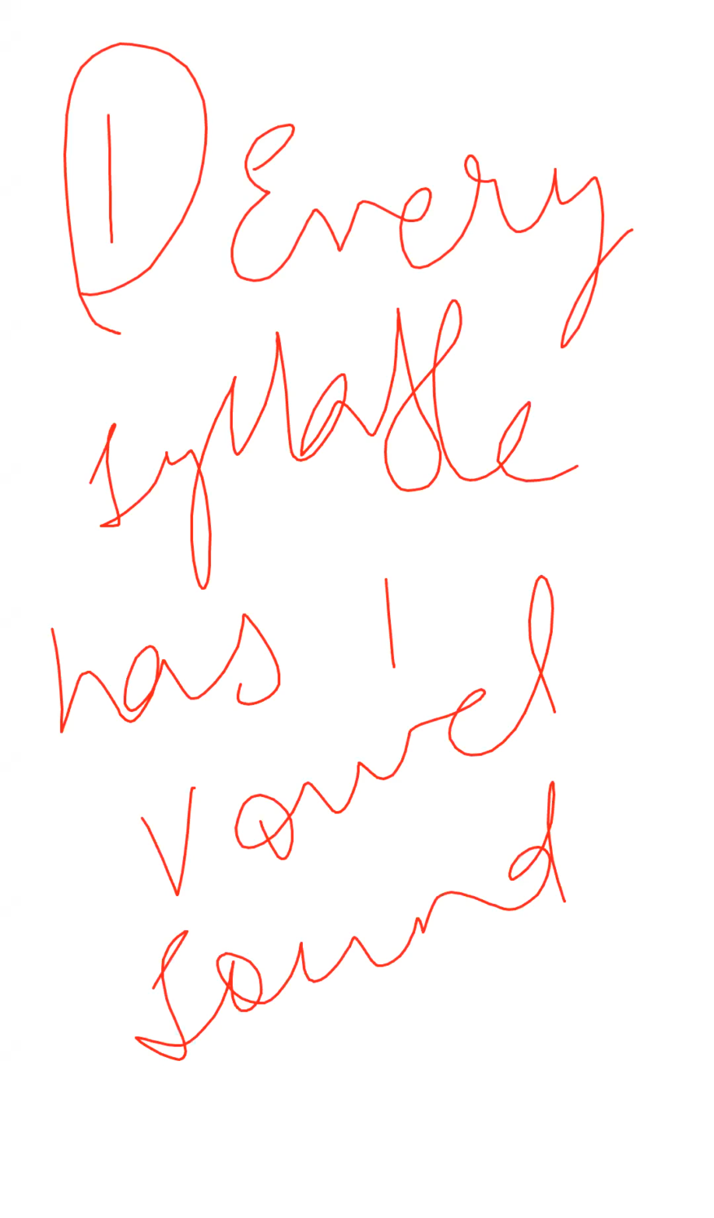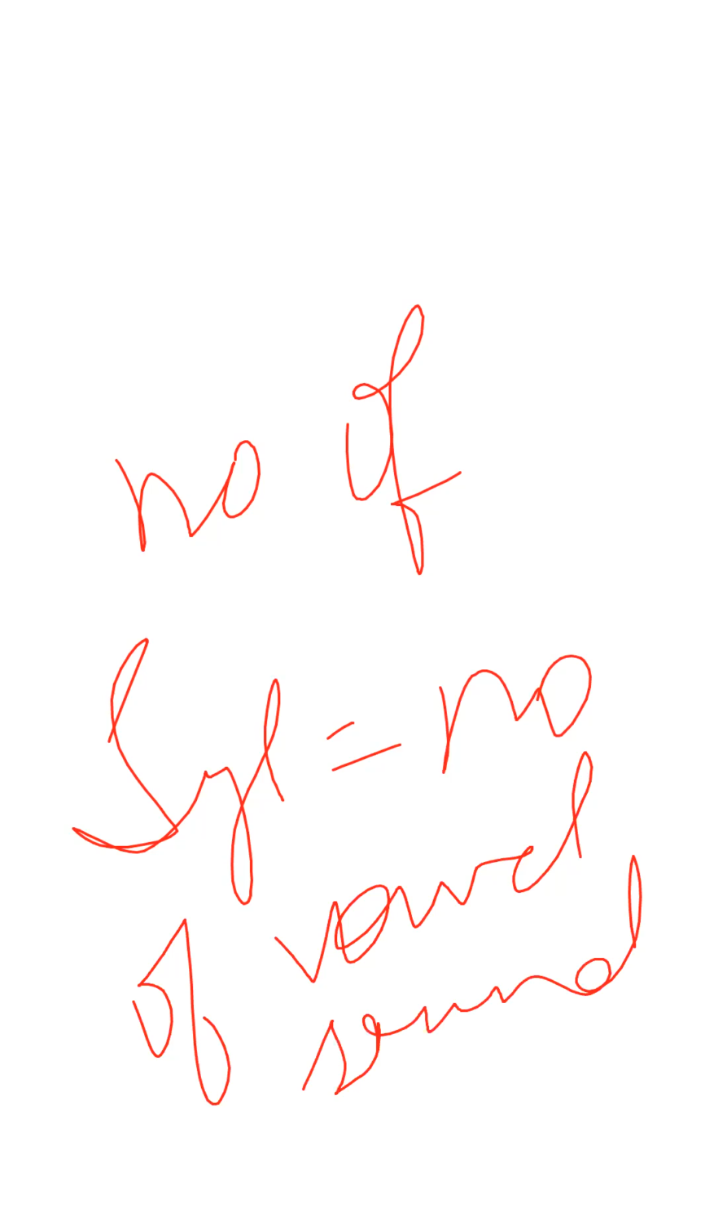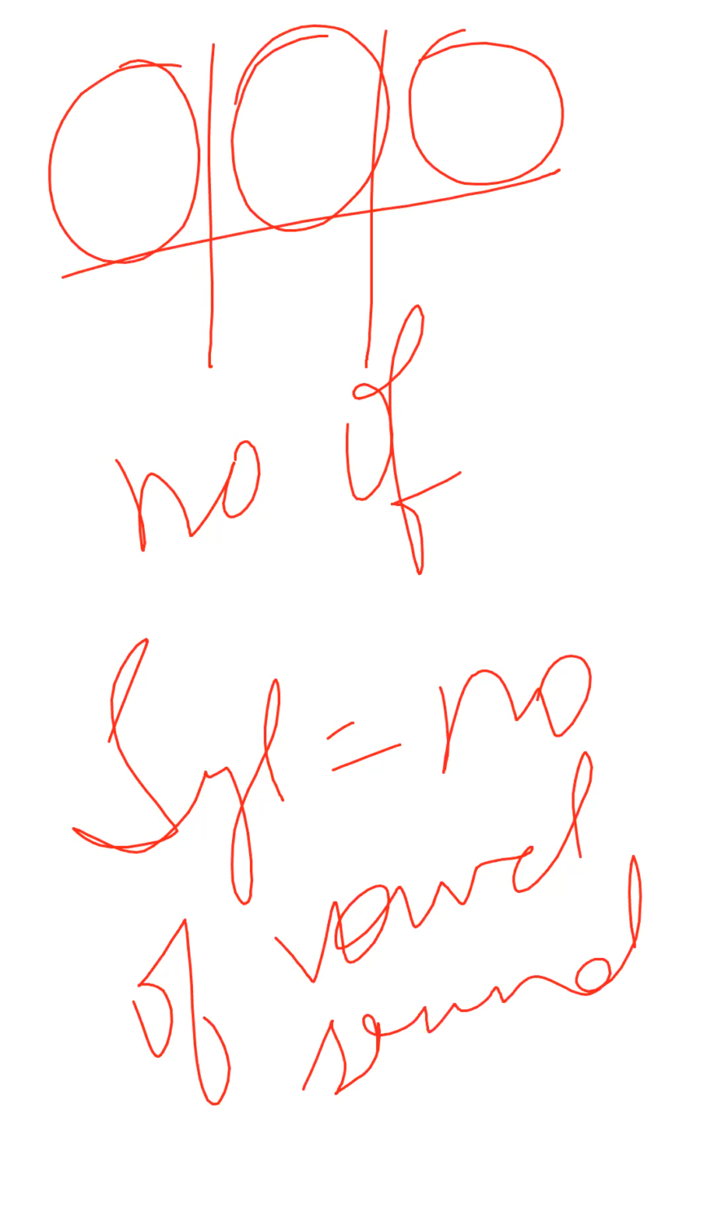Okay, so let's quickly revise everything. Rule number one is that every syllable has one vowel sound. So one syllable is equal to one vowel. Number of syllables is equal to number of vowel sounds. Clear? So when you divide a word, you have to divide it so that every syllable has one vowel sound. Okay?